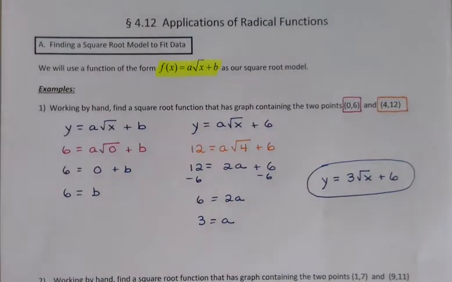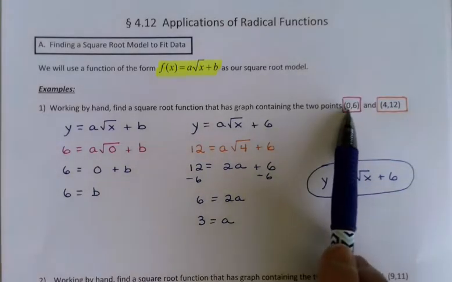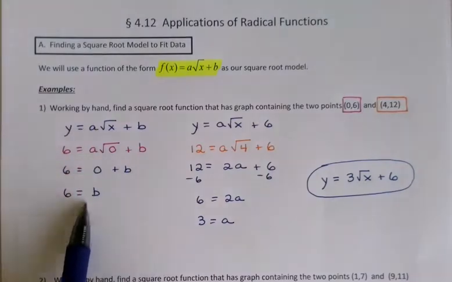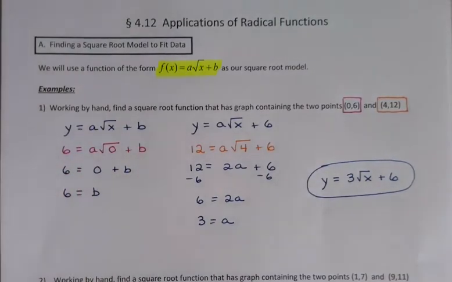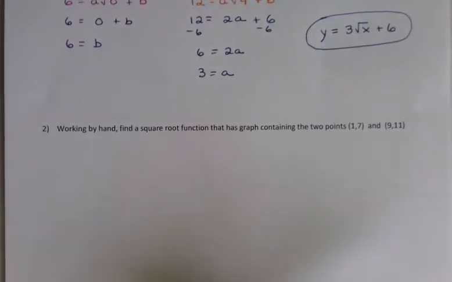All right, let's try another one. This one was particularly nice because I had the y-intercept, the place where x was 0. That made this first one come out really nice. If I don't, I may have to work just a little bit harder. So let's look at an example of that.